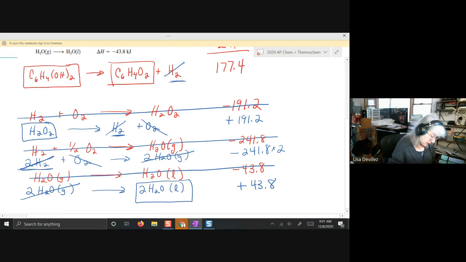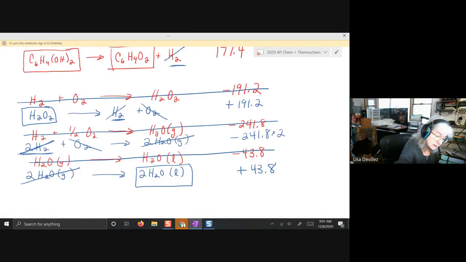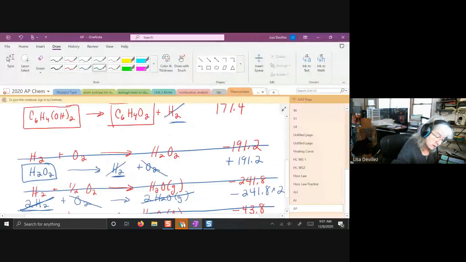Okay. So one thing to note here is that in one of the equations, we have canceled out everything, but we still include its delta H when we add them all up. However many equations you start with, you're going to add that many delta H's together, even if one completely cancels out the way that this one did.